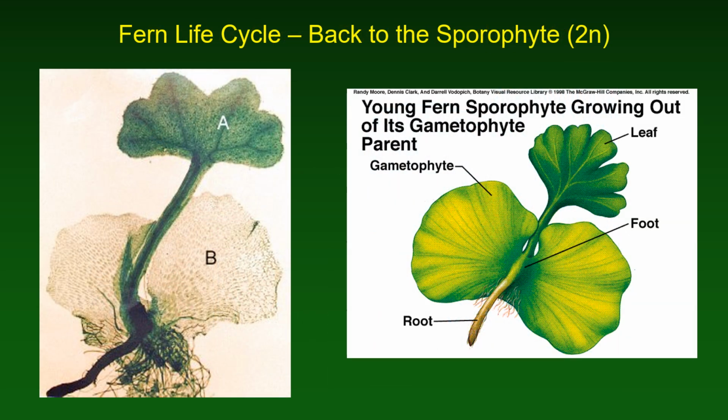And we end up with this. The diagram on the left shows a gametophyte, it's labeled B, that has given rise to a new sporophyte. It's labeled A. The sporophyte grew out of the gametophyte and it draws nutrients from it until it can take care of itself. And then the gametophyte breaks down. So again, that's one characteristic of plants. They do take care of their next generation.